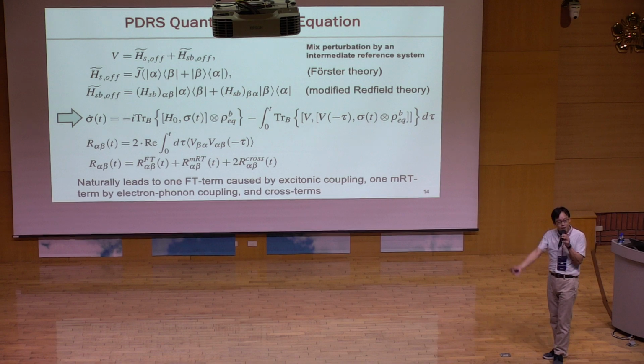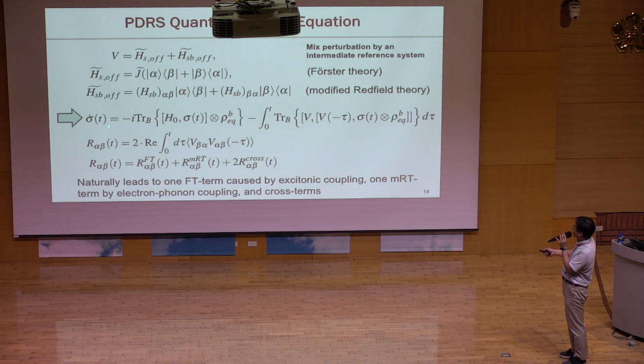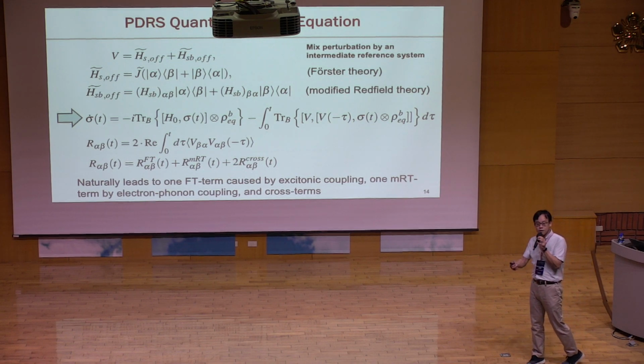By plugging this basically into the quantum master equation approach, we automatically get a rate that is composed of three terms: a Foster term, a modified Redfield term, and a cross term. So we developed a theory that very naturally interpolates between Foster and Redfield theories.